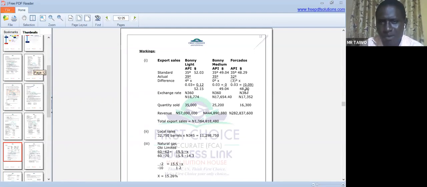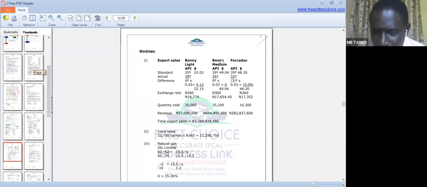Now, what's the exchange rate? They say it's 360 naira per dollar. That is why I multiply the dollar price by the exchange rate to convert into naira. 52.15 times 360 gives 18,774. How many barrels of burning light did we sell? We sold 35,000 barrels. We multiply 18,774 times 35,000 barrels. What do you have as the revenue? We have 57,090,000 naira. That's the total export sales for burning light.